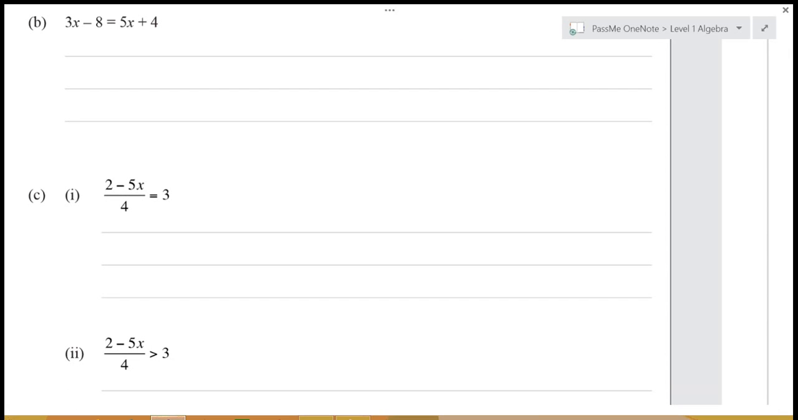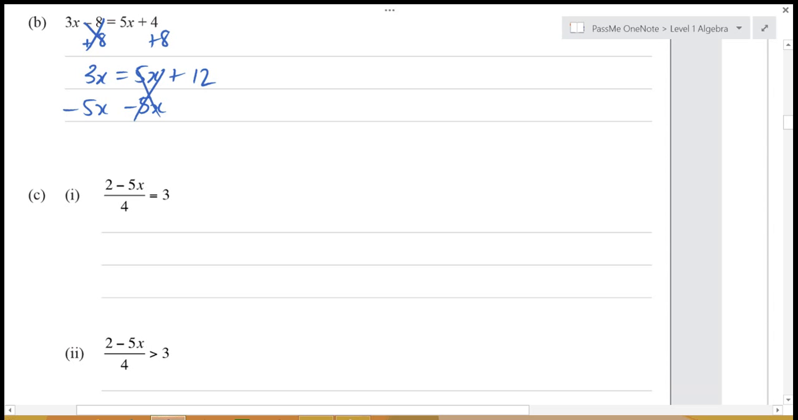So we've got x on both sides and numbers on both sides. I'm going to start here by adding 8 to both sides. So 8's eliminated, and we're left with 3x equals 5x plus 12, because 4 plus 8 is 12. Now subtract 5x from both sides, and the reason for that is to eliminate my x's from one side and only have them on one side. So 3x minus 5x gives me negative 2x, and on the other side I have 12.